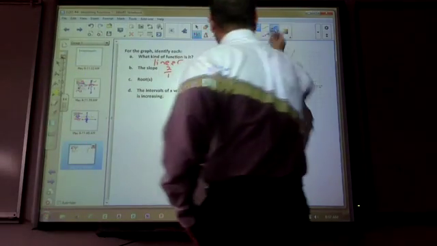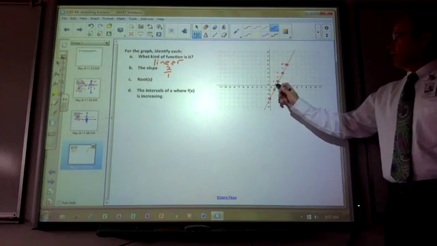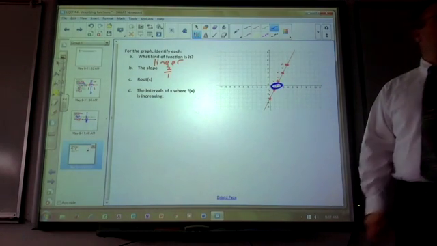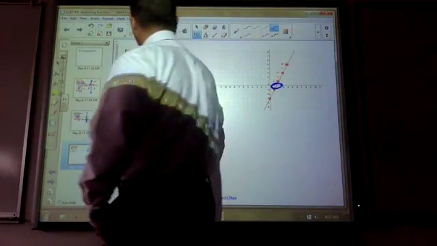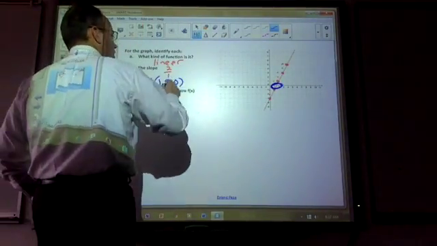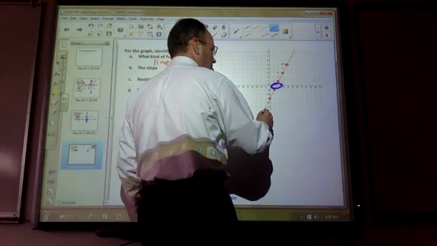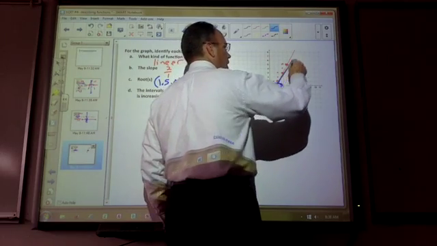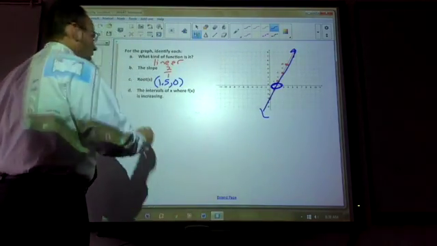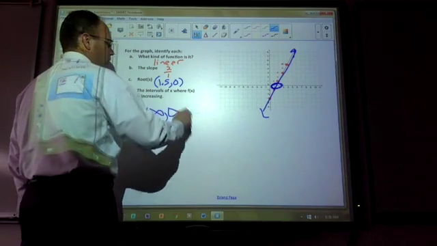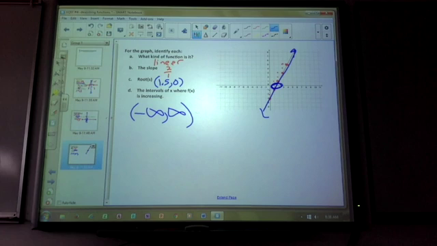The roots. Does this particular line cross the x-axis? Yes. Where does it look like it crosses the x-axis? About 1.5. I like it. So (1.5, 0). Why am I putting the 0 there? Yeah, it's on the x-axis, so it's not moving up or down in the y direction. And the intervals where the function of x is increasing. Increasing, remember, is heading upward. This one goes from negative infinity to positive infinity, where it's increasing, increasing, increasing.